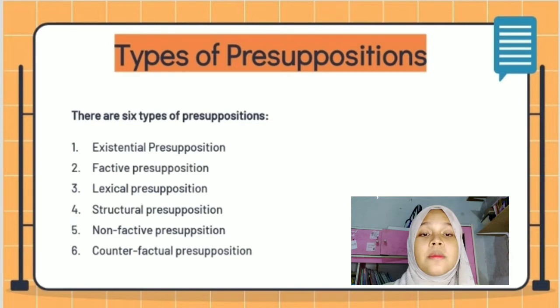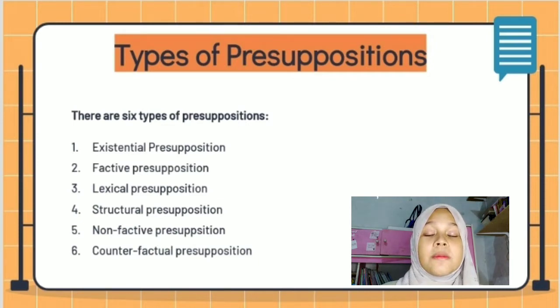The next presupposition is the factive presuppositions. It includes certain verbs or constructions indicating that something is a fact. For example, she didn't realize he was ill. In fact, he was ill. We regret telling him. In fact, we told him. I wasn't aware that she was married. In fact, she was married.